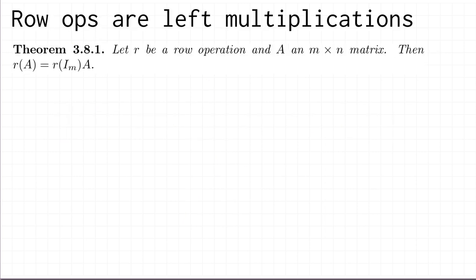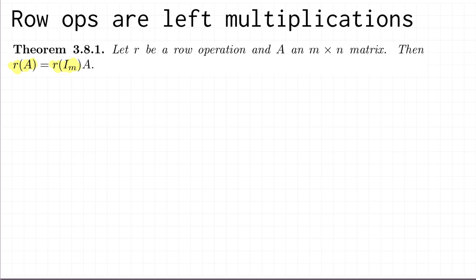Now, what we're going to show is that if you do a row operation R to a matrix A, then the result, R of A, is the same as left multiplying A by the corresponding elementary matrix. So R of A, doing the row operation R to A, is the same as left multiplying A by the elementary matrix R of the identity. So why is this true? Let's think about why this is true. In fact, we'll prove something a little bit more general.